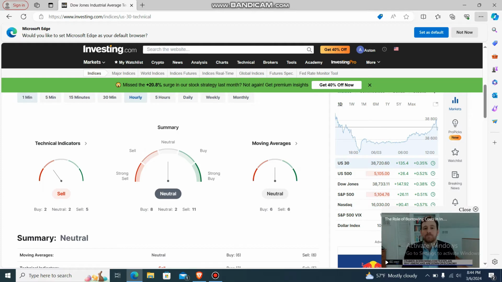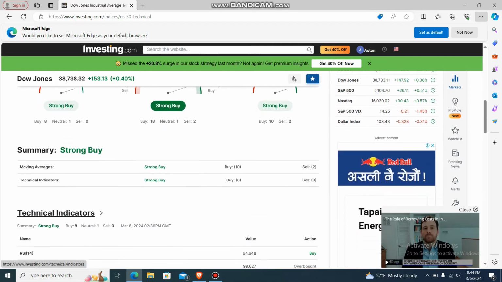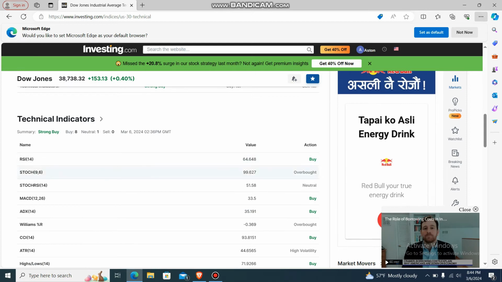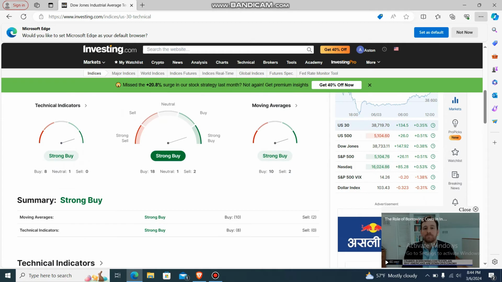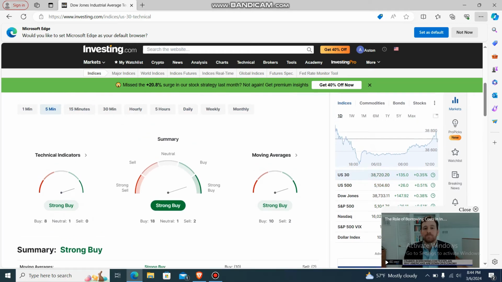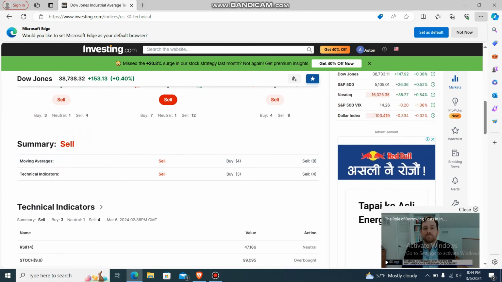If you go to 5 minutes, it says strong buy. So this is the time you can trade. Over here you will see that RSI says buy. So if this is the case, you can trade, guys. This is the best chance to trade. Or let's say if it says sell, then this is the best time to sell.